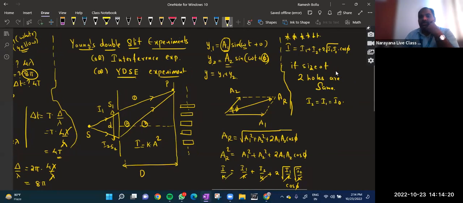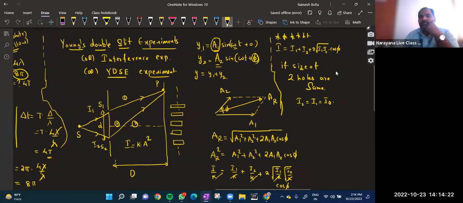If you substitute, what is the resultant intensity? I0 plus I0 plus 2 under root of I0 whole square into cosine pi. I0 plus I0 how much? Sorry, I swallowed the 2 here. I will add. I0 plus I0 how much? 2 I0 plus 2 I0 into cosine of pi.